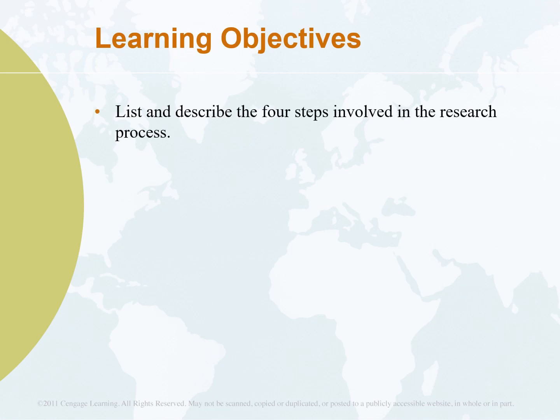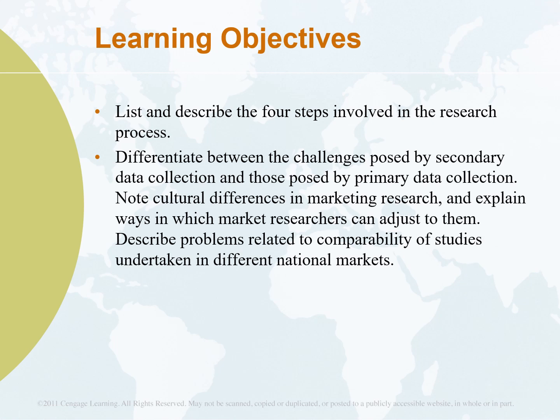So, learning objectives for this chapter. In this chapter, we're going to list and describe the 4 steps involved in the research process. We're going to differentiate between the challenges posed by secondary data collection and those posed by primary data collection. Note cultural differences in marketing research and explain ways in which marketing researchers can adjust to them.